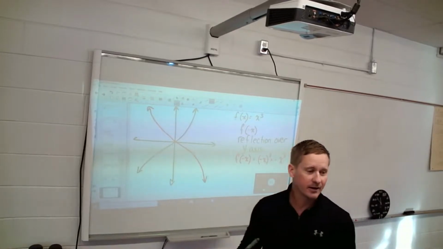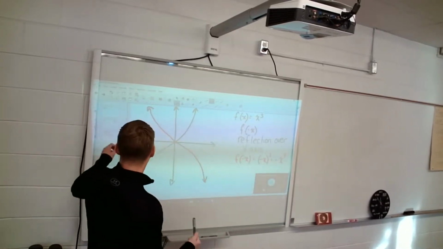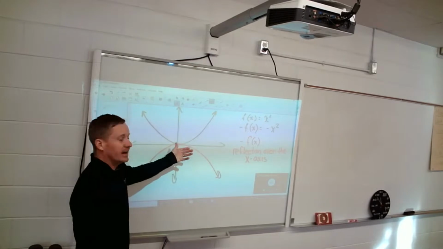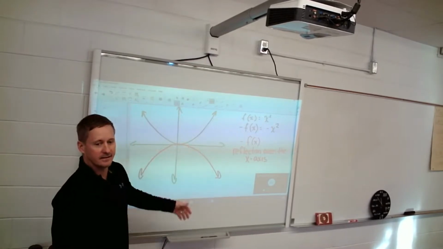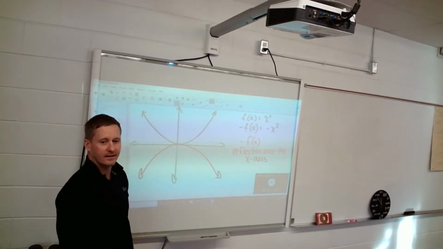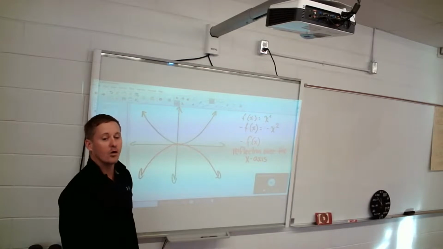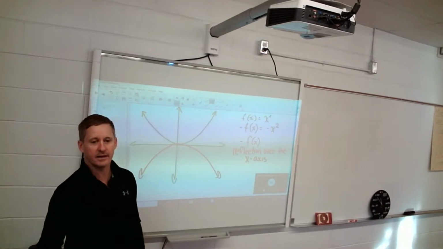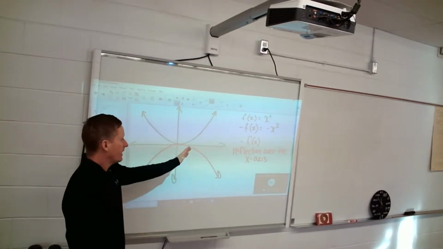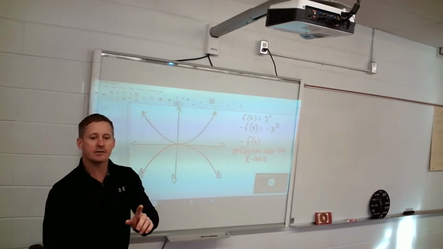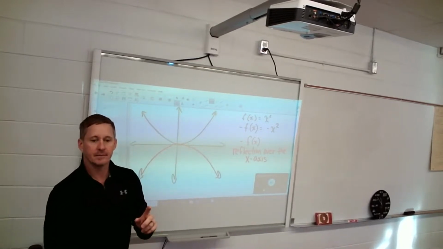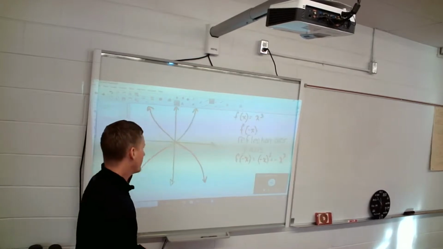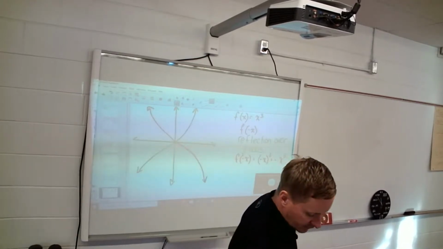Well, to some it would. Because this was horizontal, horizontal this way. It's like flipping, and it flips over the horizontal. Yes, it does. But if you're changing your x values, that's a horizontal flip. That's the easiest way to remember that. All right, so we're at a horizontal flip.